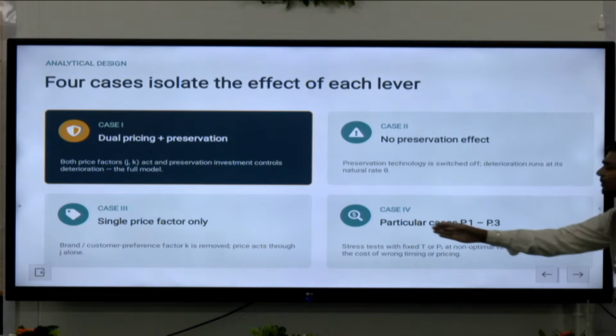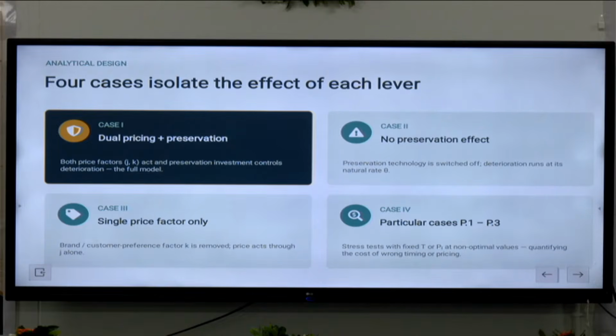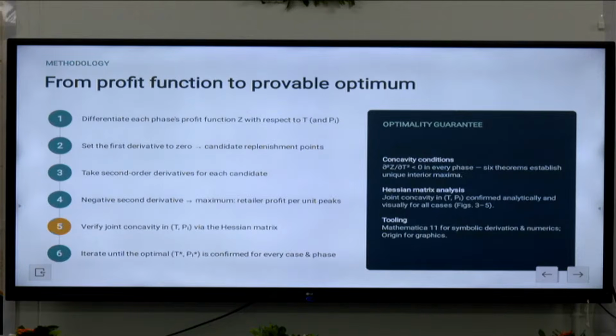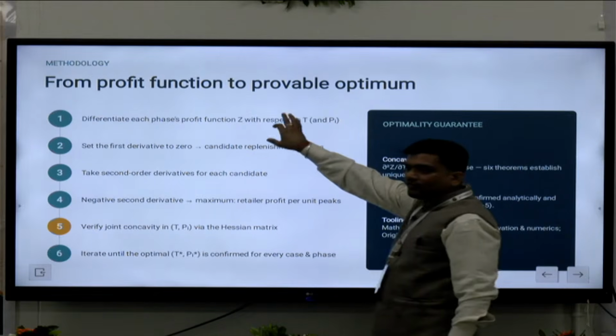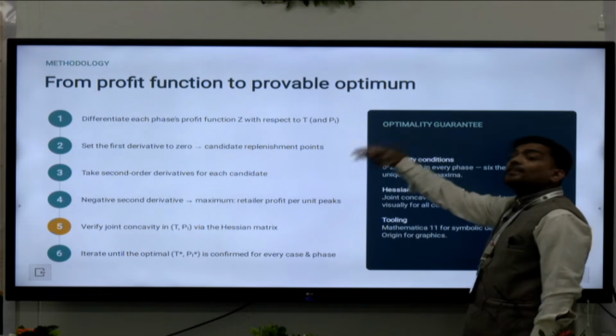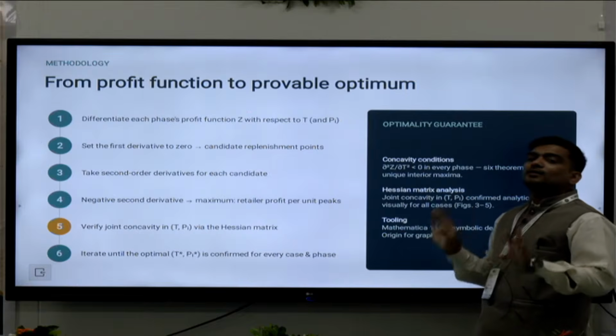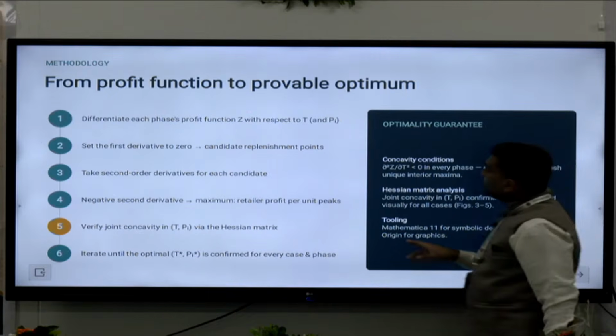There are particular cases. Sometimes the replenishment time period gets changed, sometimes the selling price gets changed. So, what happens if the replenishment time period changes? We are observing these 4 cases from the study point of view. Here we differentiate the profit function with respect to time and then with respect to price, because those are the demand parameters.